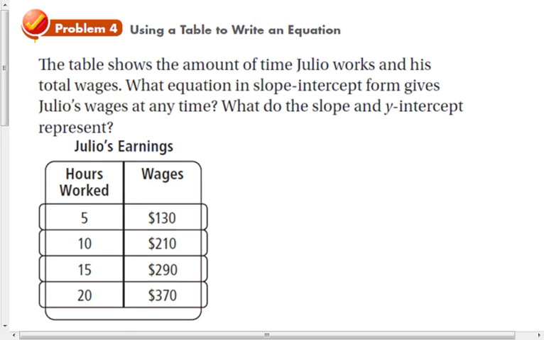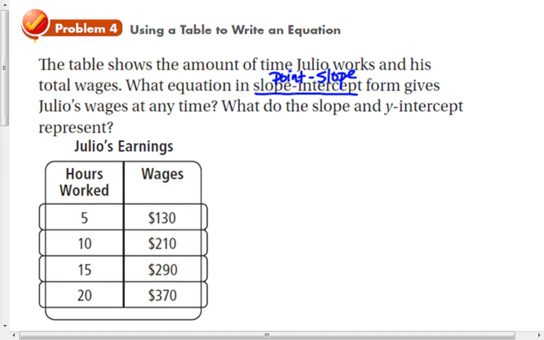All right, we're going to use the slope-intercept form to write an equation for a situation here about Julio's earnings. I mean the point-slope form. The table shows the amount of time Julio works and his total wages. It says in slope-intercept form, but we are doing point-slope form, so we're going to use point-slope there. And then we're going to actually change it into slope-intercept so you can see how to do that. And then it asks a couple questions about that. What do the slope and y-intercept represent?